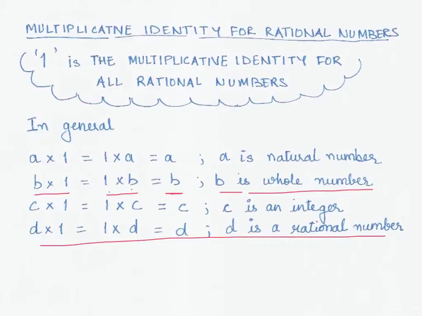So to conclude, 0 is the additive identity for all four kinds of numbers, that is, the natural numbers, whole numbers, integers, and rational numbers. And similarly, 1 is the multiplicative identity for all the numbers that we studied earlier, including the rational numbers.